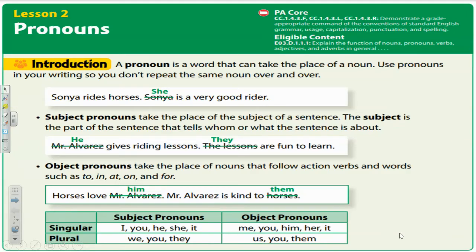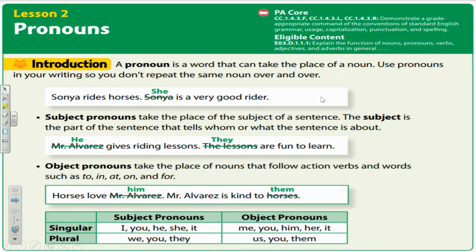Hi, third grade. Today we are going to do a review of another important part of speech called pronouns. Up here at the introduction, it says, a pronoun is a word that can take the place of a noun. Remember, we also talked about how nouns name a person, place, or thing. We use pronouns in our writing and in our speaking so that we don't repeat the same noun over and over. So look at this example here.